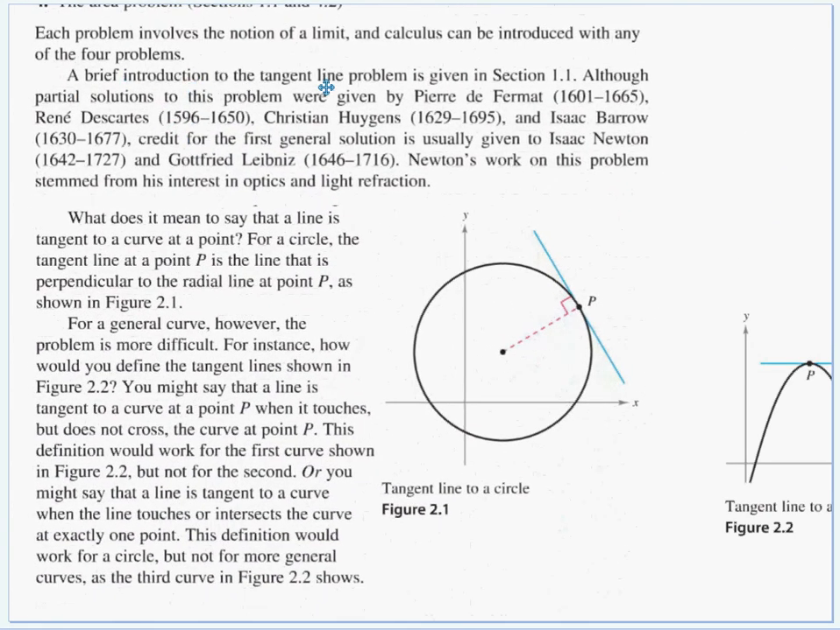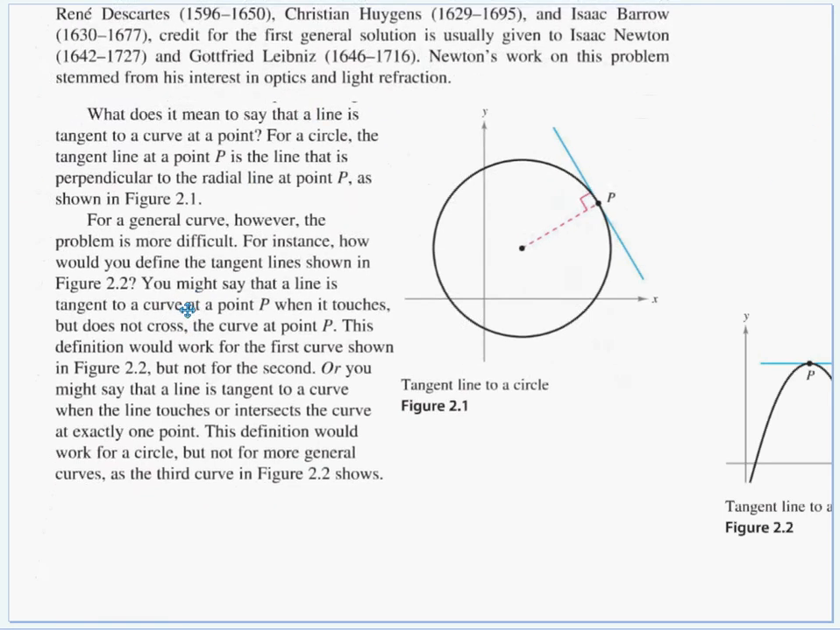A brief introduction to that tangent line problem we saw back in 1.1. Although partial solutions to this problem were given by Fermat back in the 1600s, Descartes and Huygens, and Isaac Barrow, credit for the first general solution is usually given to Isaac Newton and Gottfried Leibniz. Newton's work on this problem stemmed from his interest in optics and light refraction.